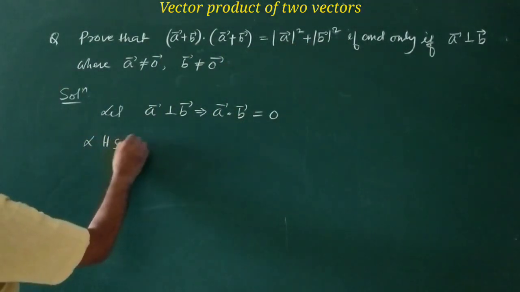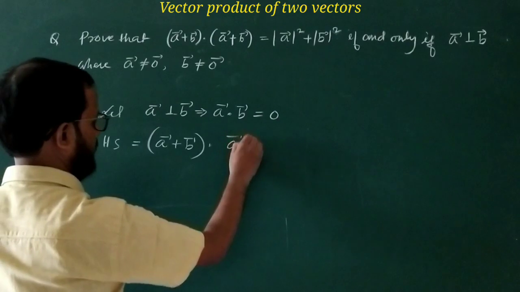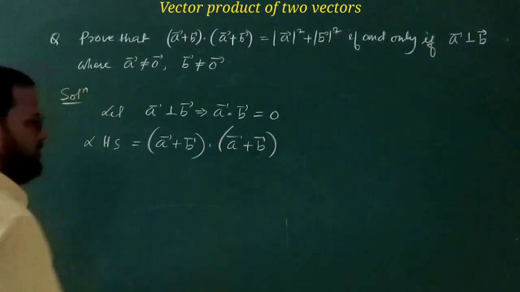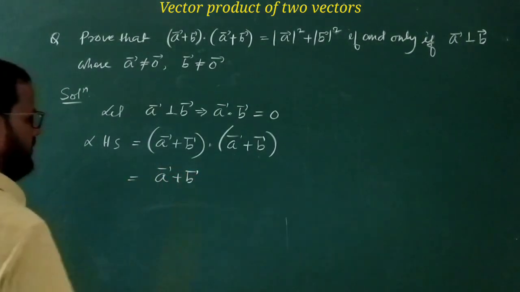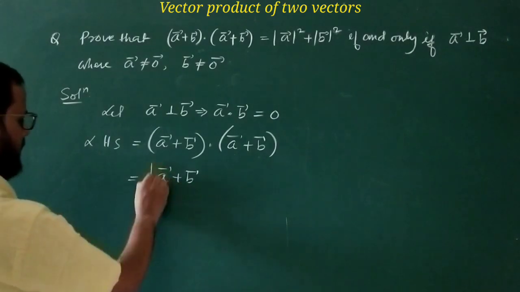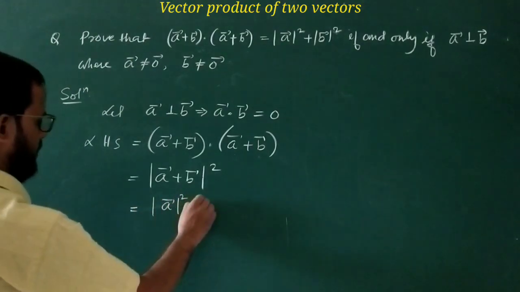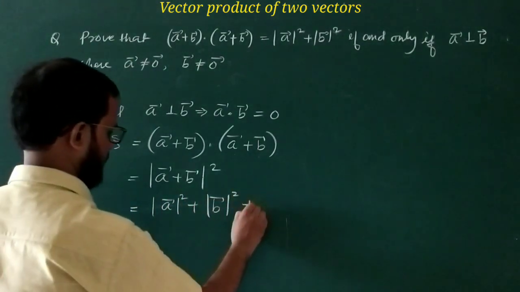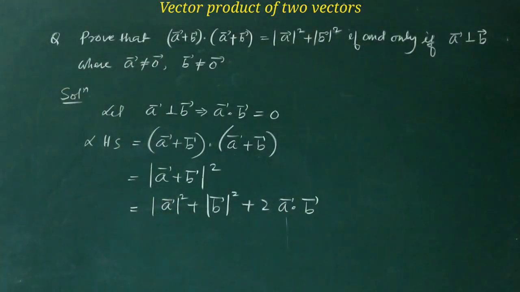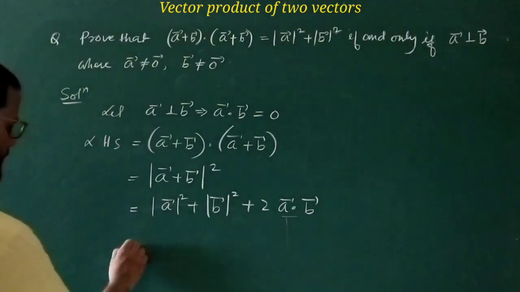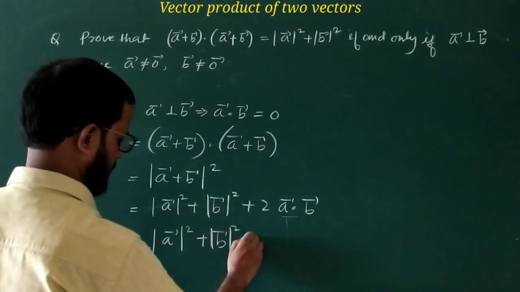Left hand side is equal to A vector plus B vector dot A vector plus B vector. दोनों का वेक्टर का डॉट प्रोडक्ट होगा तो हमें क्या पता है? We can write A vector plus B vector, that is a magnitude whole square, and which can be written as magnitude of A vector whole square plus magnitude of B vector whole square plus 2 into A vector dot B vector. We use the identity already we have shown you, and this result is equal to 0, then it can be magnitude of A vector whole square plus magnitude of B vector whole square, and this is 0.